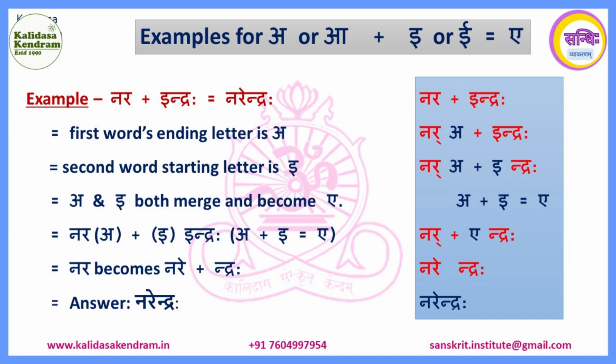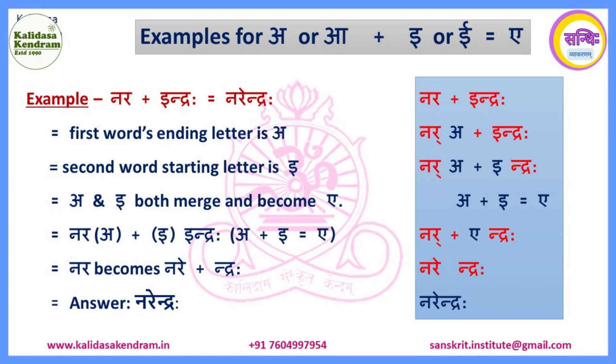Let's move on to the examples for a or ā plus i or ī becomes e. The example is Nara plus Indraha, Narendraha. The first word's last alphabet is a. The first alphabet of the second word is i. So a and i both merge and become e. Nara, the last letter is a. Indraha, the first alphabet is i. So both merge and become e.